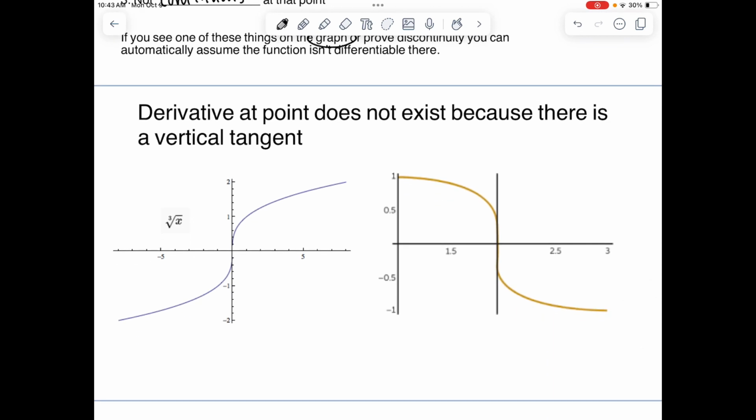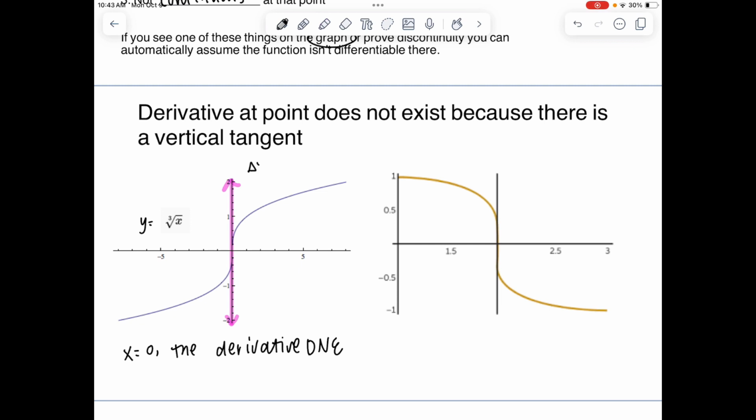So if you look at this function right here, this is the cube root of x, and at x equals 0, the derivative does not exist. And that is because the tangent line here is just vertical. If someone was to ask you to draw the tangent line at x equals 0, it would just be a vertical tangent, and there's no slope to a vertical tangent.